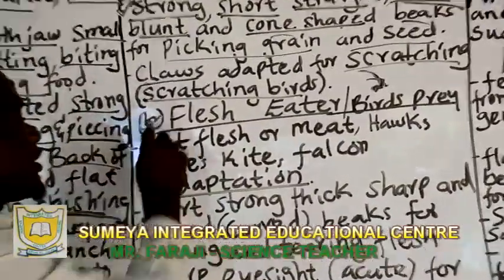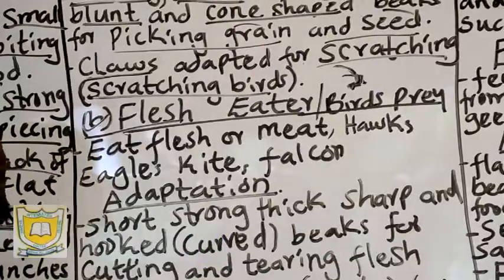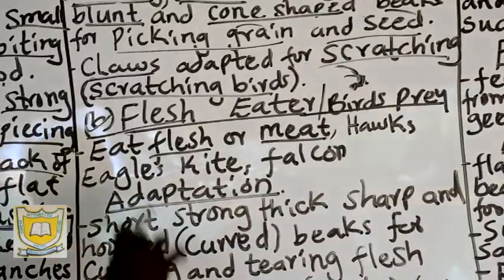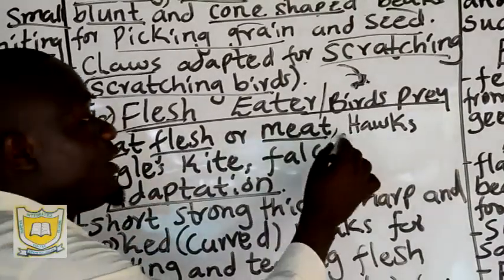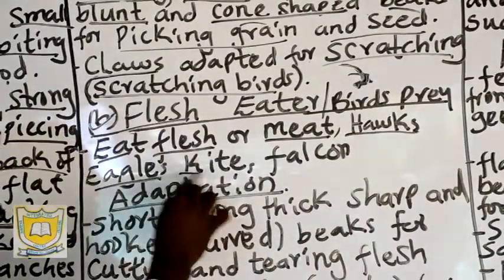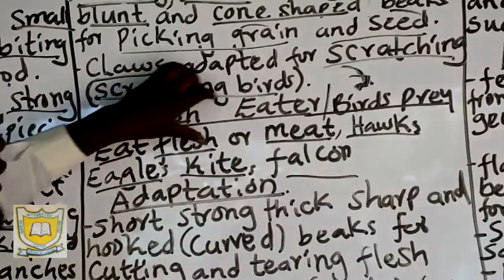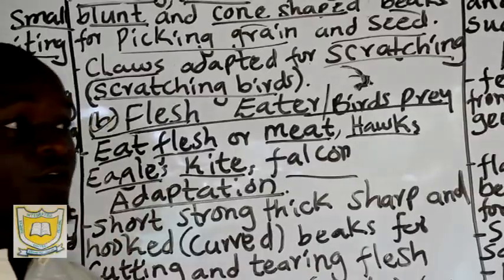We move to flesh eaters. From the term flesh, it means they feed on flesh or meat. The examples of these flesh eaters are hawks, eagles, kites, and also the falcons. These ones are said to be flesh eaters because they feed on meat or flesh.